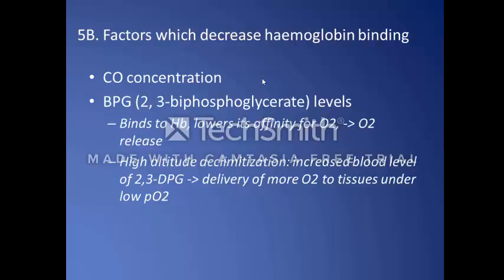Carbon monoxide concentration will decrease hemoglobin binding, and BPG, a substance found in the blood, will also bind to hemoglobin, lowering its affinity for oxygen. At high altitude levels, there will be an increased level of BPG. This will result in more delivery of oxygen to the tissues under a decreased partial pressure of oxygen. This is referred to as acclimatization.